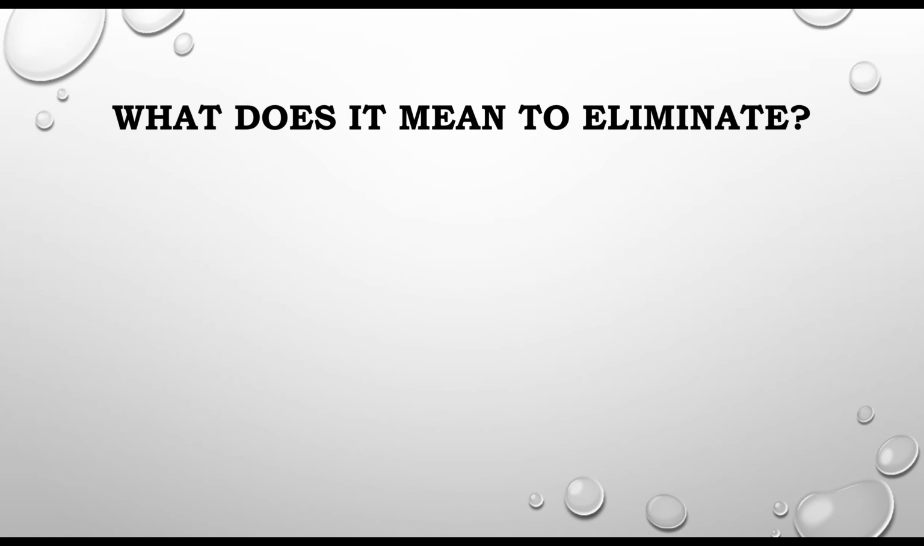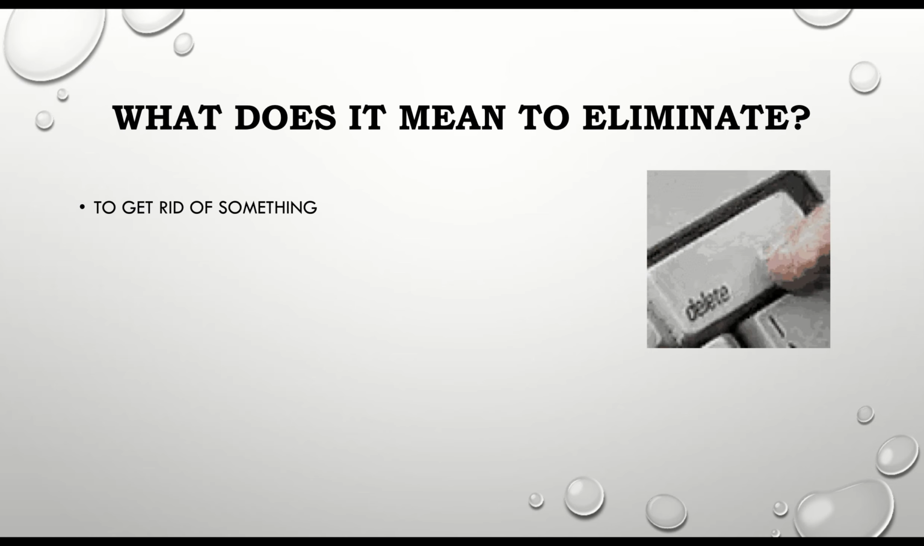So, first, when we think about the word eliminate, we want to think about what that means. Well, I'm sure you realize eliminate basically means to get rid of something, right? Just like if you have a word that's typed, you can hit the delete button, you eliminate it, you get rid of it, it's gone. So the idea behind the elimination method is we're trying to get rid of one variable at a time to be able to solve for the other variable. And then we can substitute to find the ordered pair.